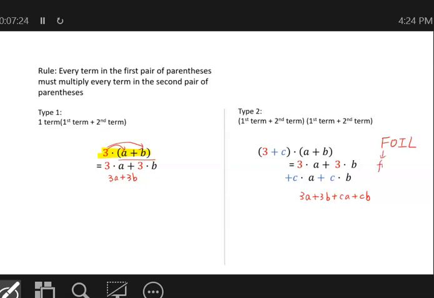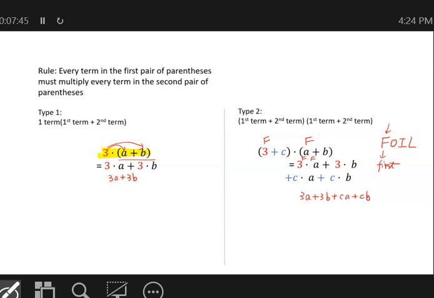F means first. If you look at the answer, 3 times A, inside the first pair of parentheses, 3 is the first. So in the first box, 3 is the first. In the second box, A is the first. So we're doing first times first. That's what the letter F stands for.